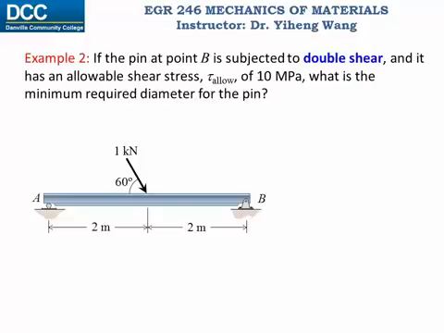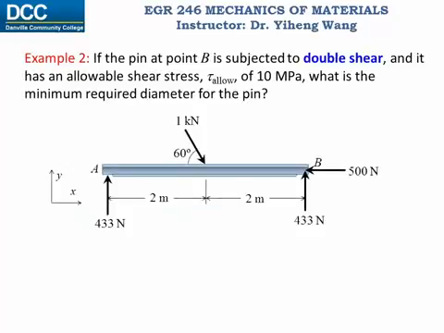So the strategy here is to equate the allowable shear stress tau to be the maximum shear force at pin B divided by its cross-sectional area, which equals pi times half of d squared. And then we can solve the diameter d from this equation. Now the question is, what is the maximum shear force at pin B? Inevitably, we need to start with the force analysis of this beam to determine what is the support force at pin B.